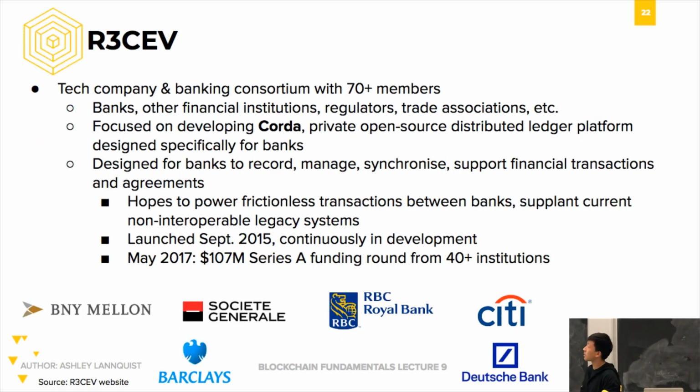There's another consortium called R3CEV. This is a consortium of tech companies as well as banks. Their flagship product, or the main product they're developing, is Corda, which is basically an enterprise blockchain platform that's specifically designed for banks. They cite that the good things about having a shared ledger are, first of all, a shared ledger that everyone, or the banks themselves, can see. There are fewer transaction discrepancies, and there are also quicker agreements for settlements and details between firms. So if they have a disagreement, they can resolve that quickly.